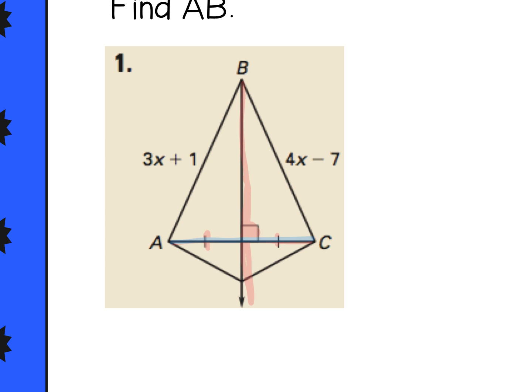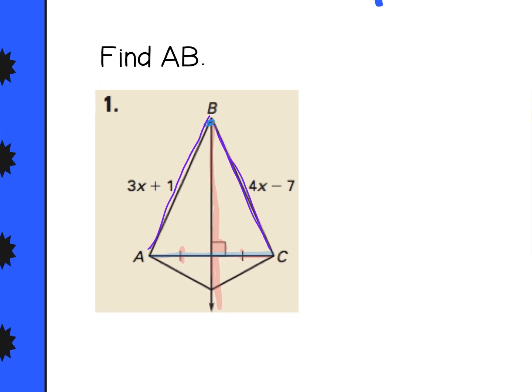So AC was bisected by the perpendicular bisector, and then I learned the perpendicular bisector theorem that any point on that perpendicular bisector, so for example, point B here, is going to be equidistant from the endpoints of the segment that was bisected. So I can see that AB is going to be congruent to BC. And that's how I'm going to find the value of X, and then I need to plug it back in.